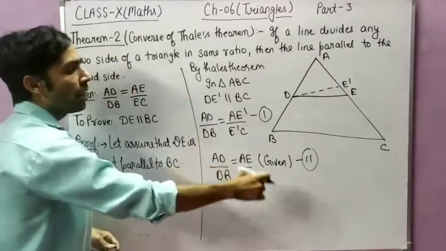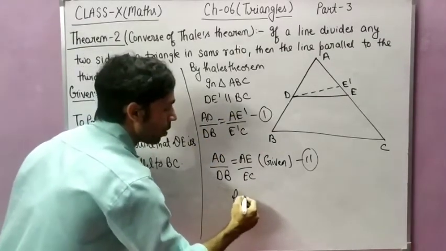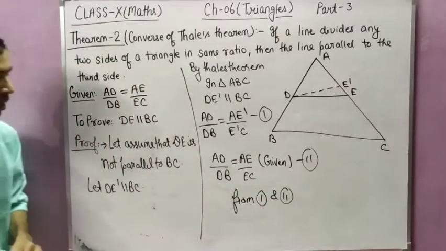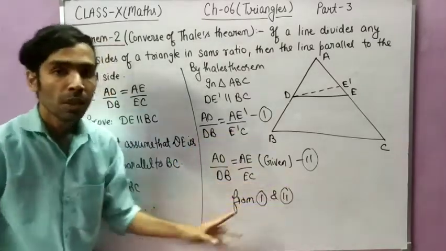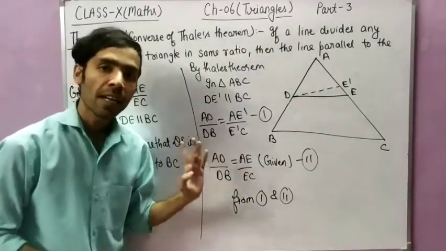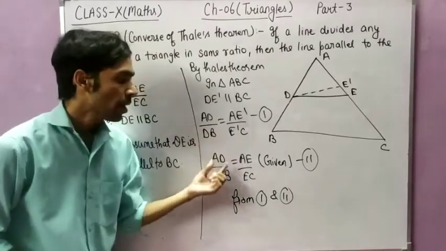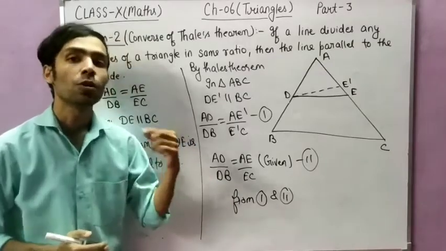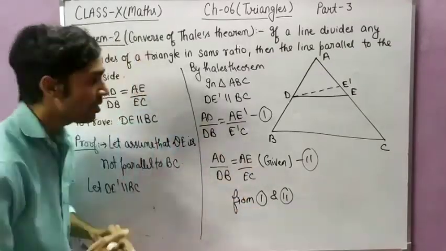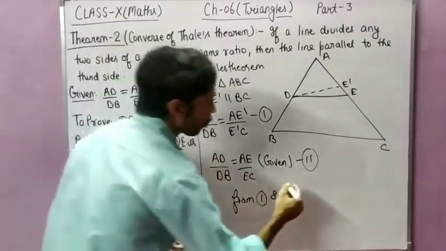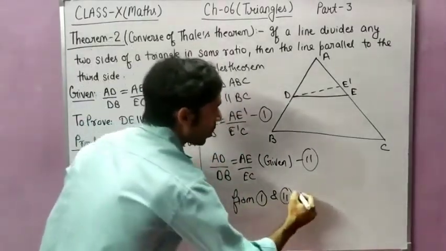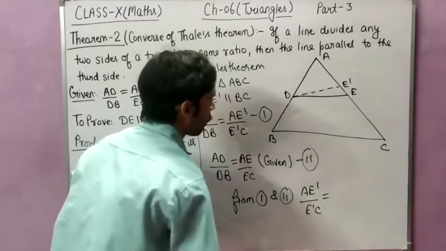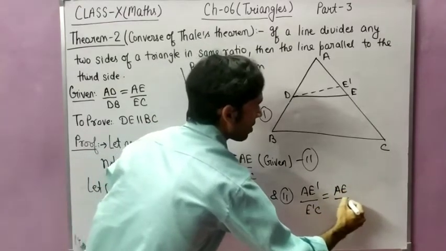So from equation number 1 and equation number 2, see student, the left hand side of both the equations are equal. It is also AD upon DB. So if two equations have the same left hand side, they should also have the same right hand side. Means these two will also be equal. So from equation number 1 and 2, AE dash upon E dash C will be equal to AE upon EC. ठीक है?